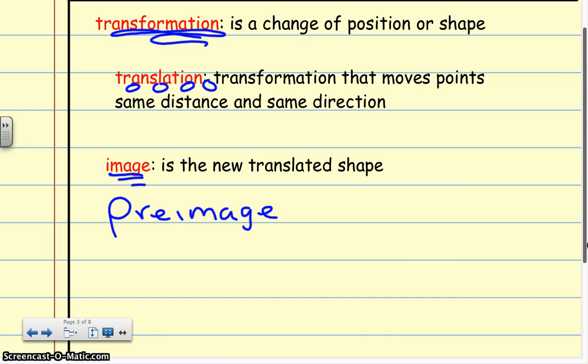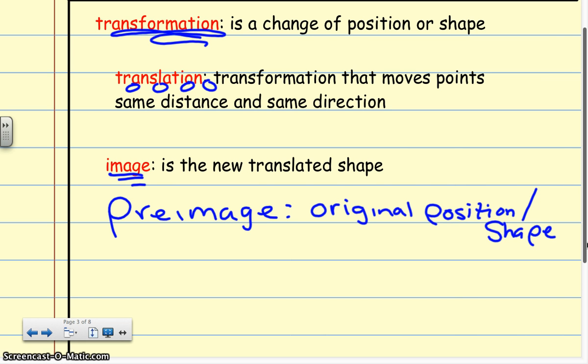And what a pre-image is, write this down in your notes. A pre-image is your original position or shape. All right, I'm going to do a couple examples with you.